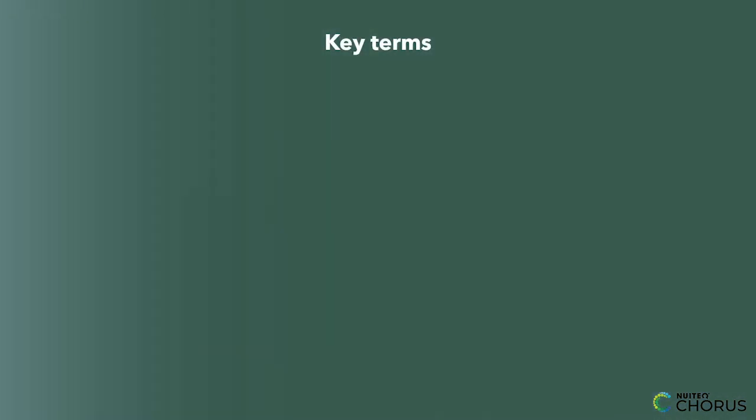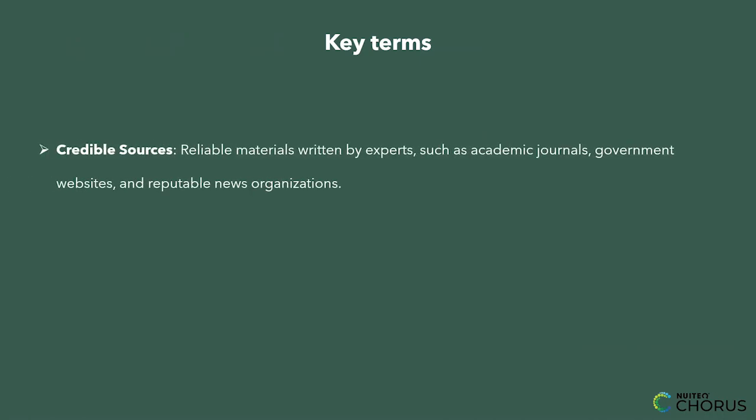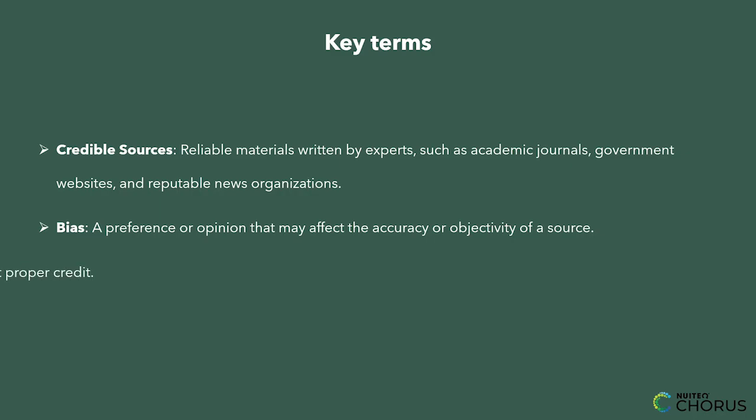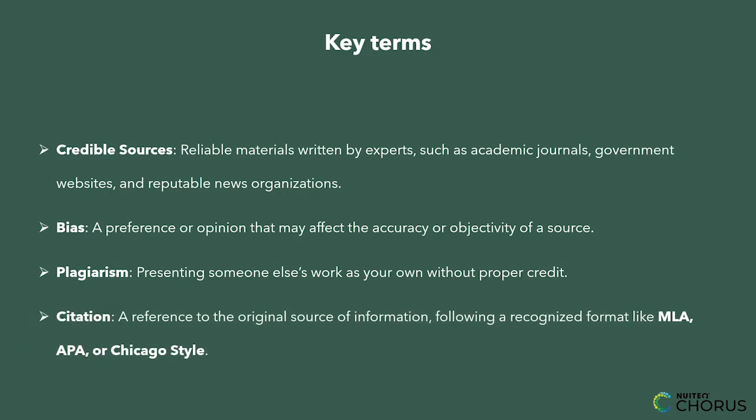Before diving into examples, let's define some key terms. Credible sources are reliable materials written by experts, such as academic journals, government websites, and reputable news organizations. Bias means a preference or opinion that may affect the accuracy or objectivity of a source. Plagiarism means presenting someone else's work as your own, without proper credit. Citation is a reference to the original source of information, following a recognized format like MLA, APA, or Chicago style.